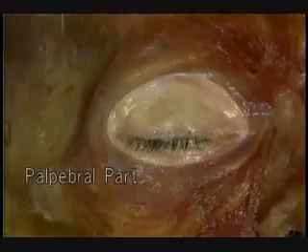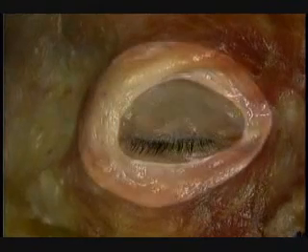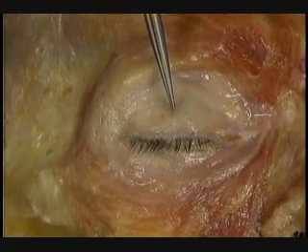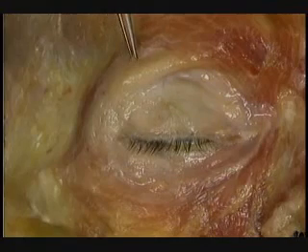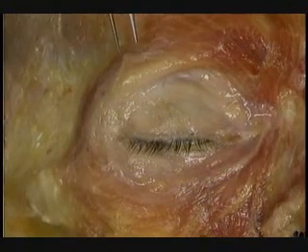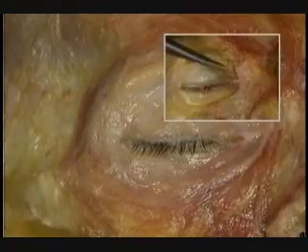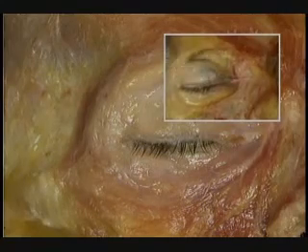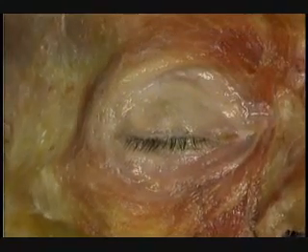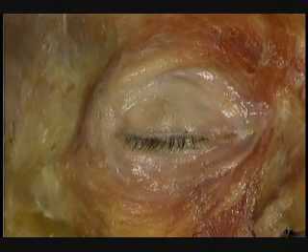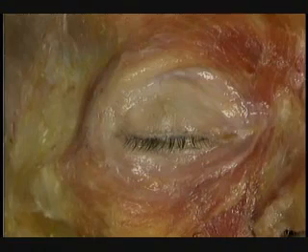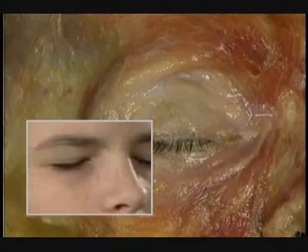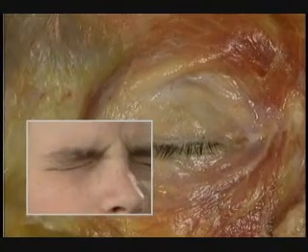Orbicularis oculi has an inner or palpebral part and an outer or orbital part. The palpebral part is extremely thin. The orbital part is more substantial. Orbicularis oculi arises medially from this underlying structure, the medial palpebral ligament, and from the bone above and below it. Its fibers pass above and below the palpebral aperture, joining with each other here. When the palpebral part of the muscle contracts, the eyelids close gently. When the whole muscle contracts, they close tightly.